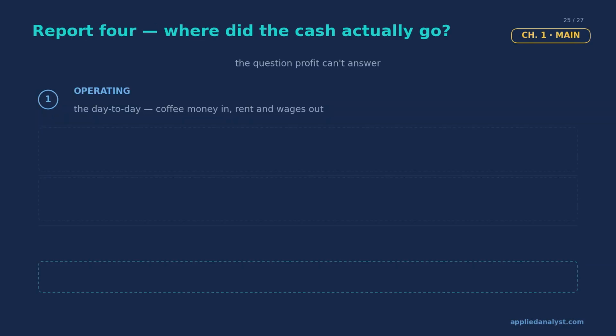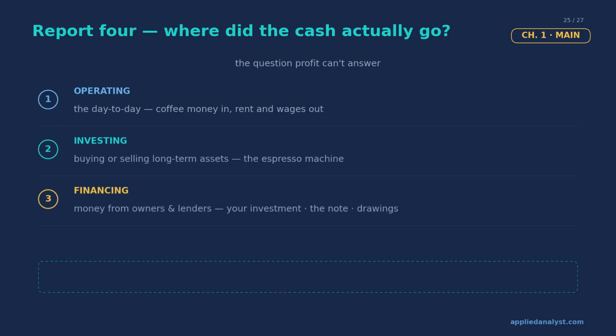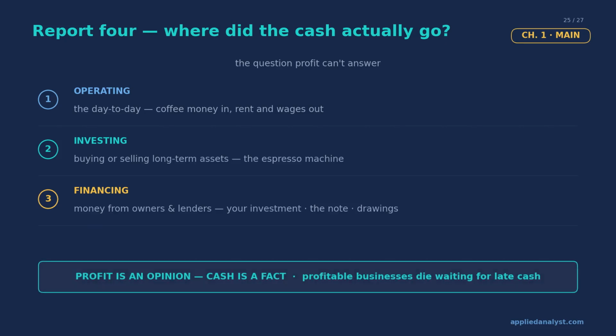The last report is the statement of cash flows, and it answers the question profit can't: where did the cash actually go? 3 buckets. Operating, the day-to-day: coffee money in, rent and wages out. Investing, buying or selling long-term assets like the espresso machine. Financing, money from owners and lenders: your investment, the bank note, your drawings. Remember it this way: profit is an opinion, cash is a fact, and this statement tracks the facts. Plenty of profitable businesses have died waiting for cash that arrived too late.